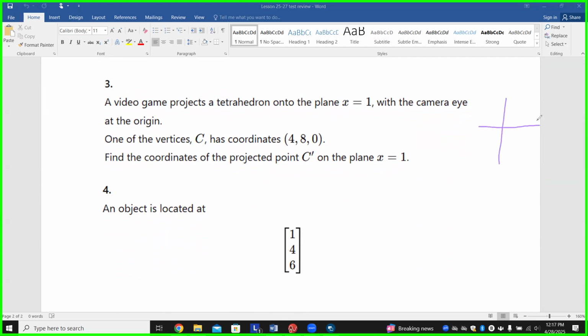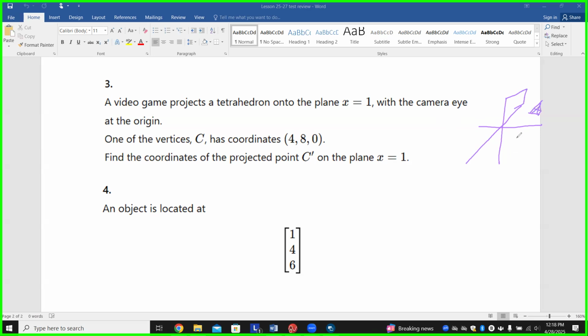But you'll see some type of XY plane or XYZ plane. There's going to be some type of screen here, and then you're going to have a tetrahedron. This is my best attempt at it.